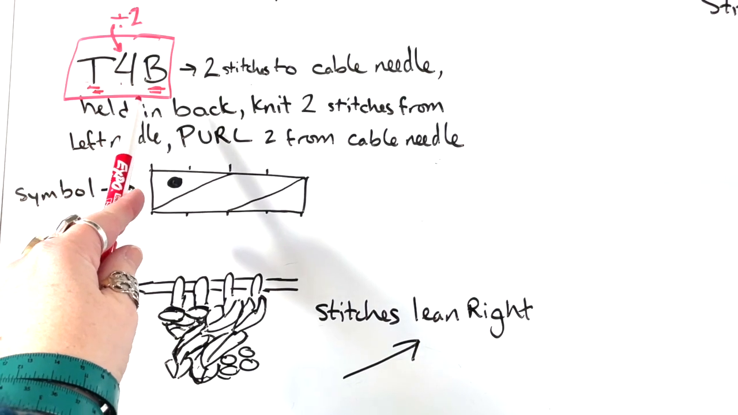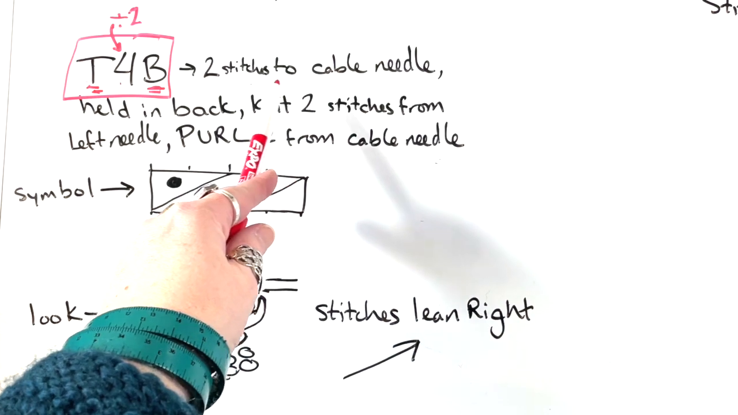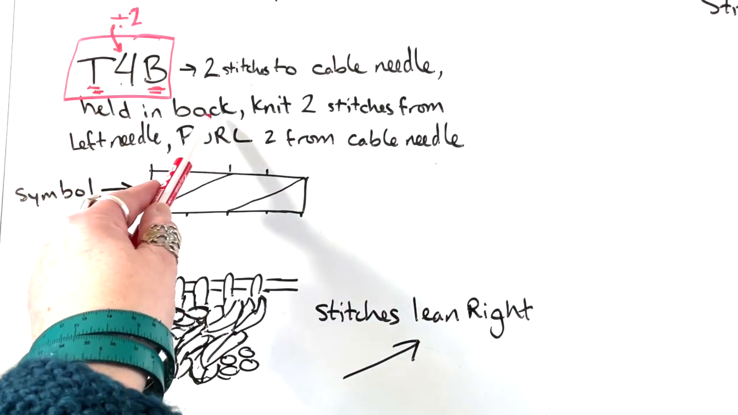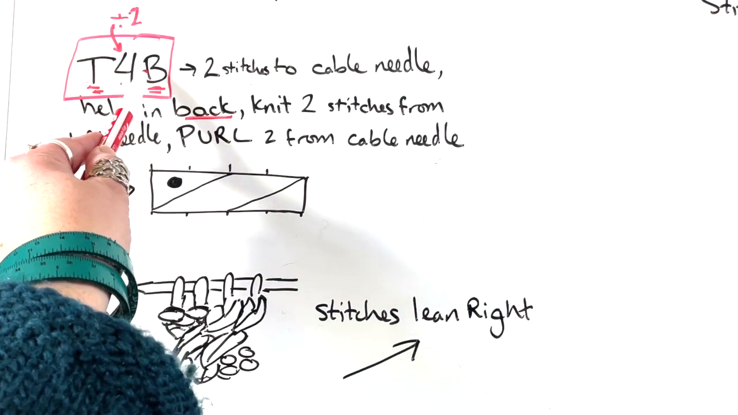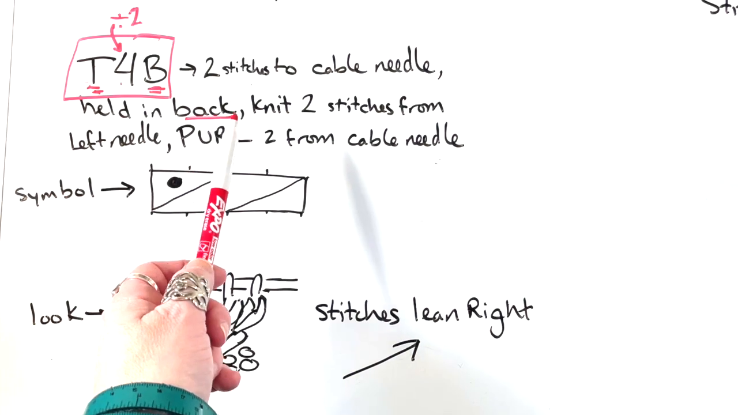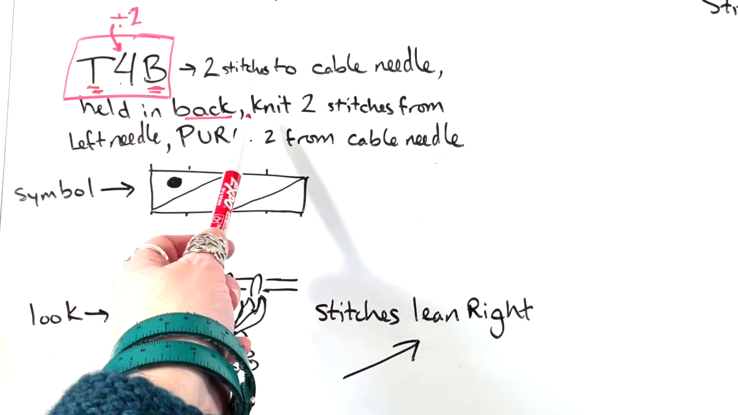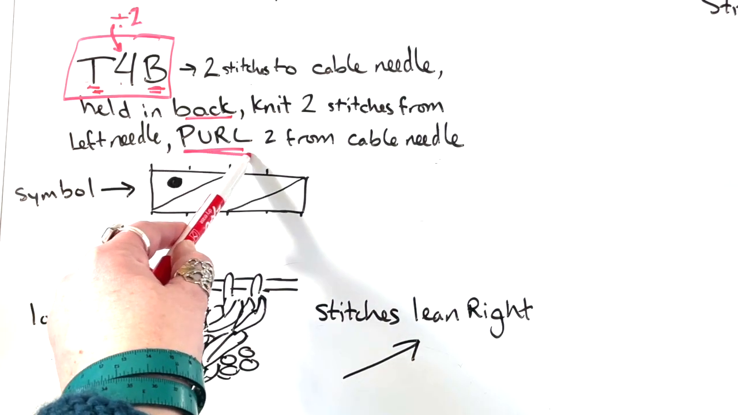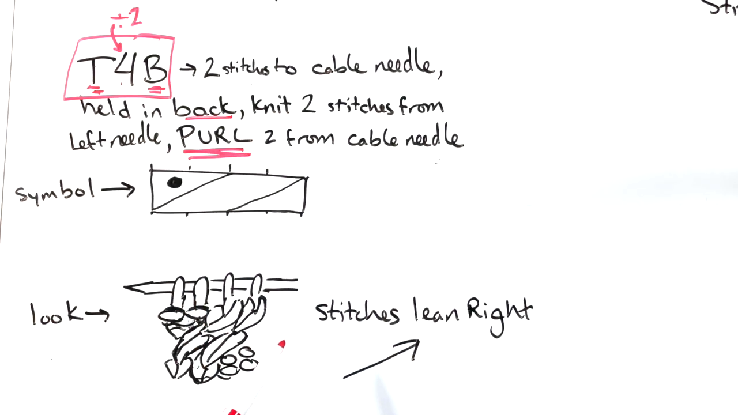In this case, the cable needle is held to the back. So 2 stitches go onto your cable needle. You hold them in back because of that B, which means the next 2 stitches coming off your left-hand needle are the ones in front, so you're going to knit them. And then you will purl the 2 stitches from your cable needle.